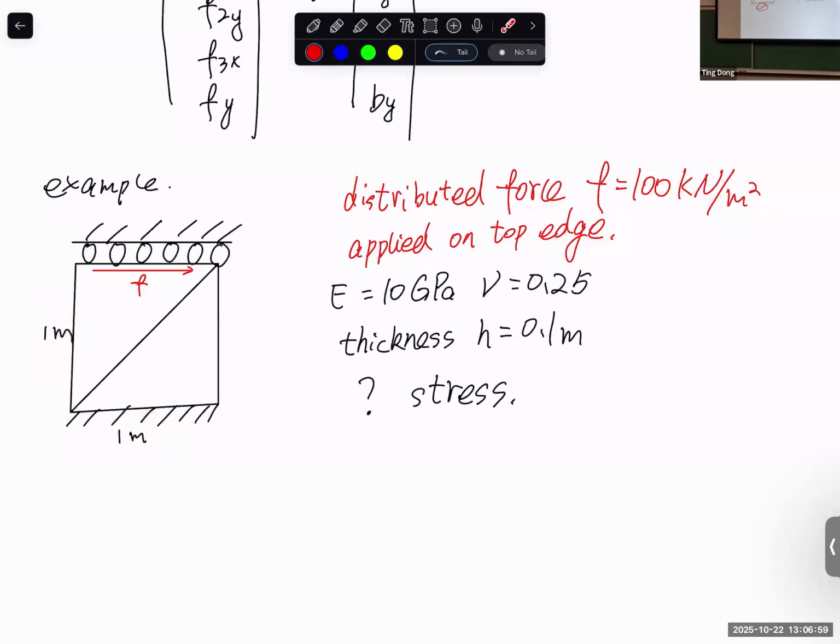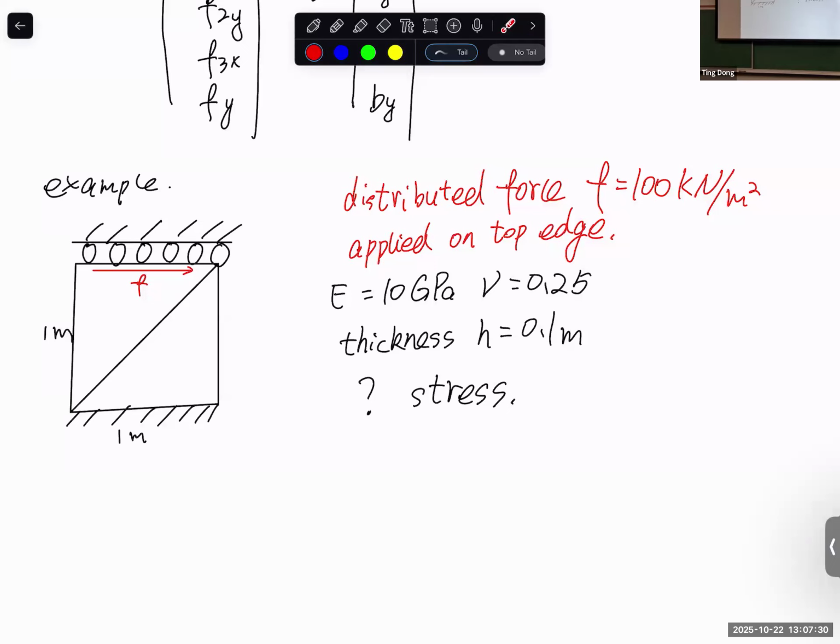This square edge length is 1, thickness is 0.1. Force is given, applied on the top edge. This is the force. Boundary condition is given. The bottom edge surface is clamped to the ground, and the top surface is roller support. So material property, geometry, loading condition, boundary condition, calculate stress. It's a typical structure problem.